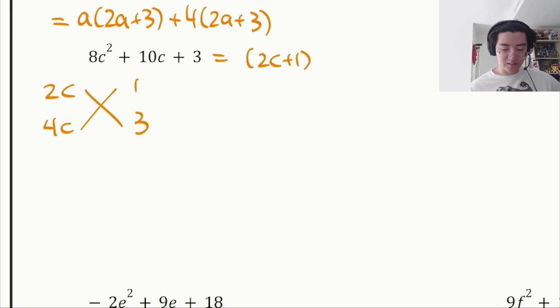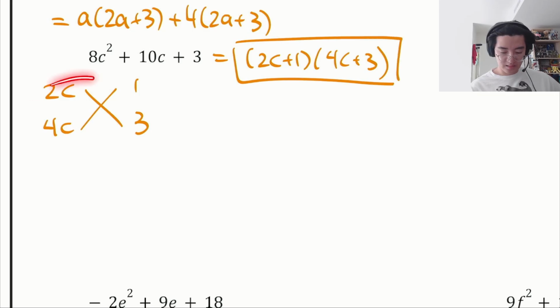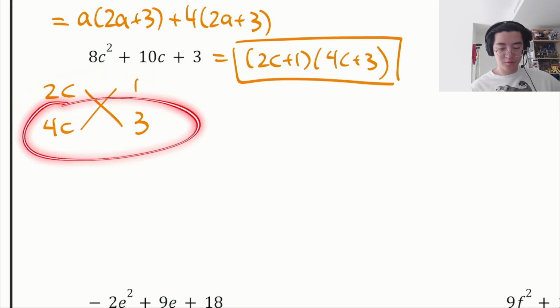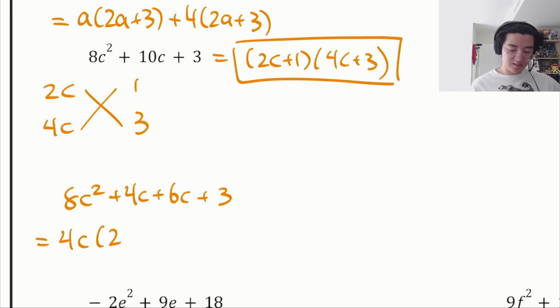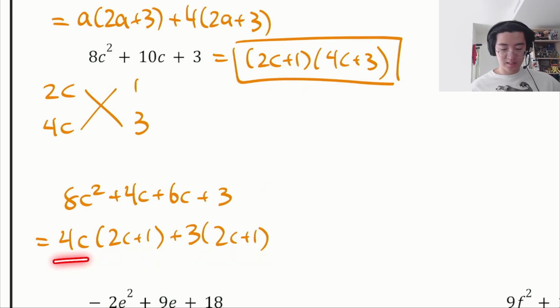So we write the answer horizontally. Right, 2c plus 1, 4c plus 3. Decomposition. 8 times 3 is 24. 2 factors of 24 that add up to 10. Right? Which is 4 and 6. Take out the 4c from the first clump. Take out the 3. Right? Factor out the 2c plus 1. Well, left was 4c and 3.